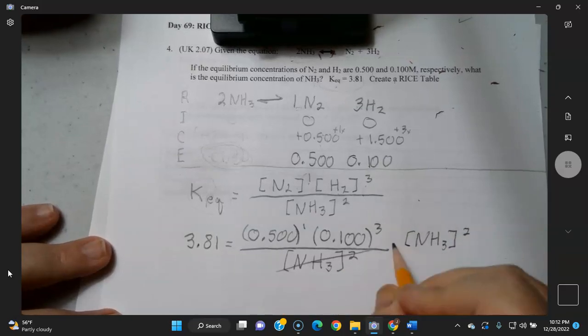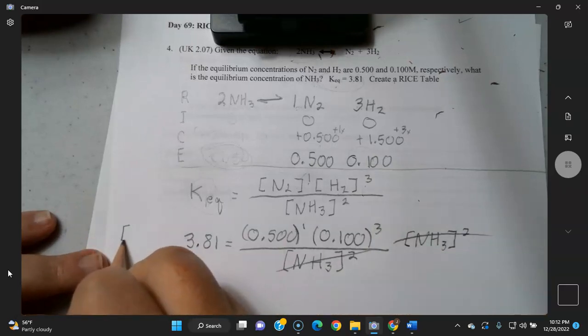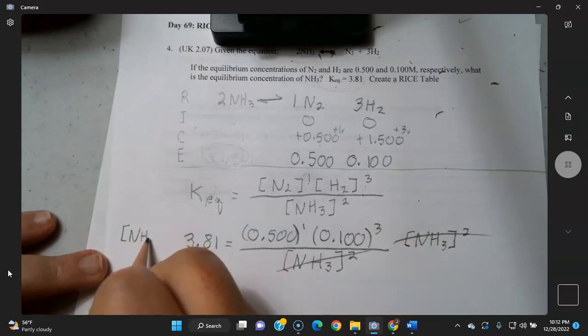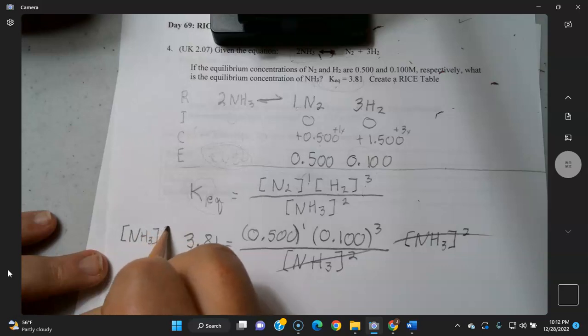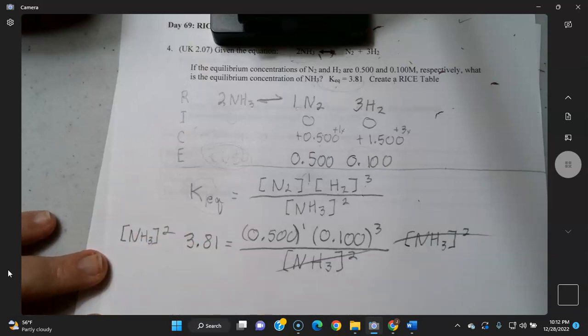And that's going to cancel. Then on this side, I'm going to multiply it by NH3 squared. Okay, so we have that. Now what we're going to do is divide both sides by 3.81. We're trying to solve for this. We're trying to figure out what this is. So I'm going to divide both sides by 3.81.